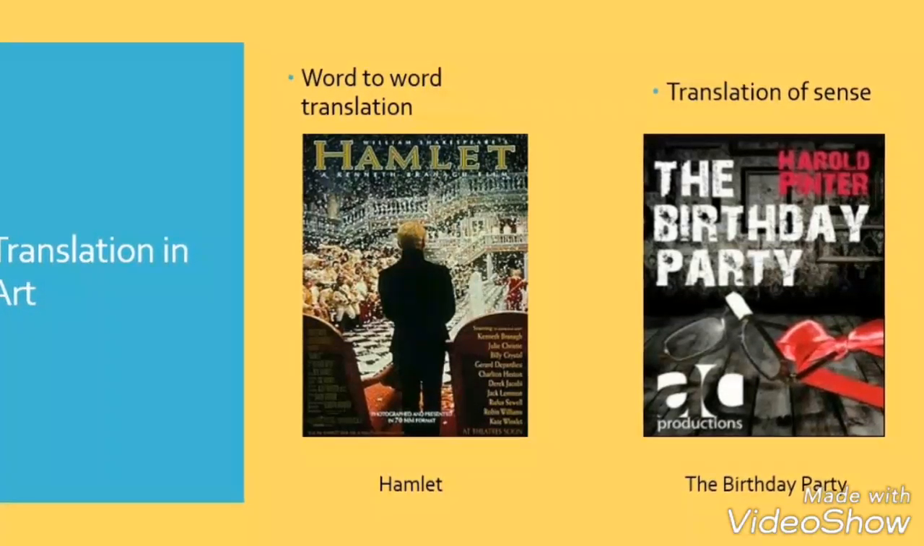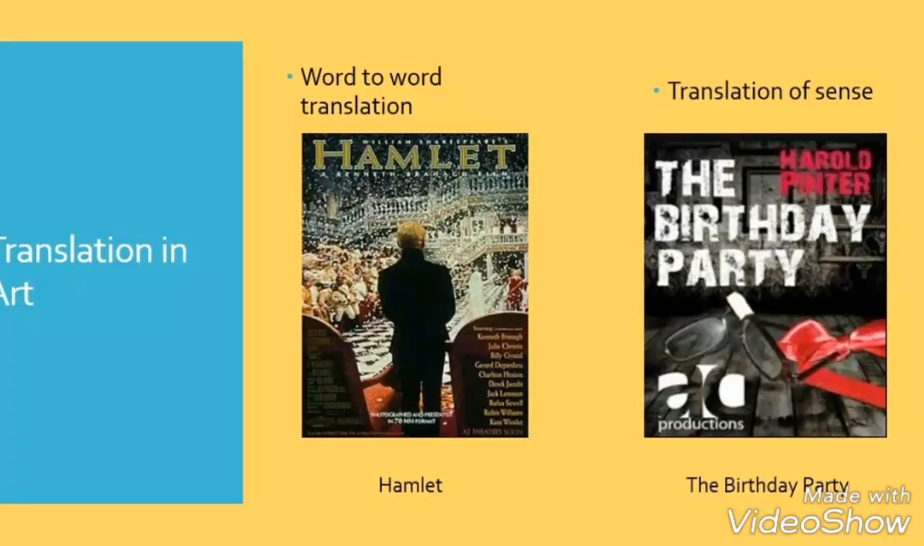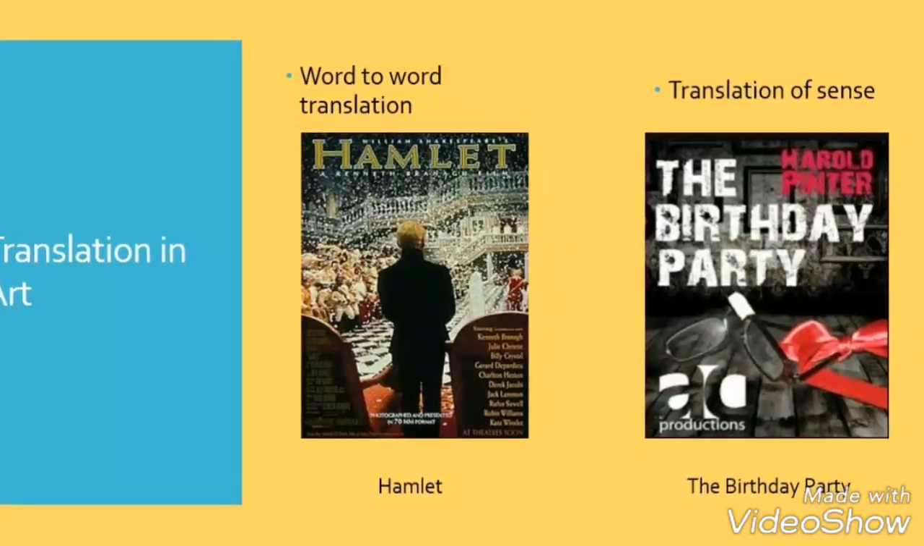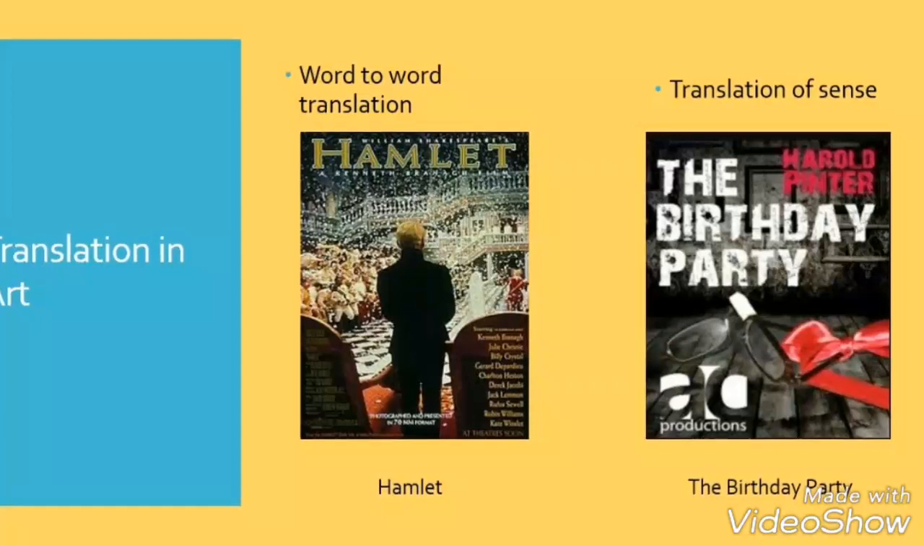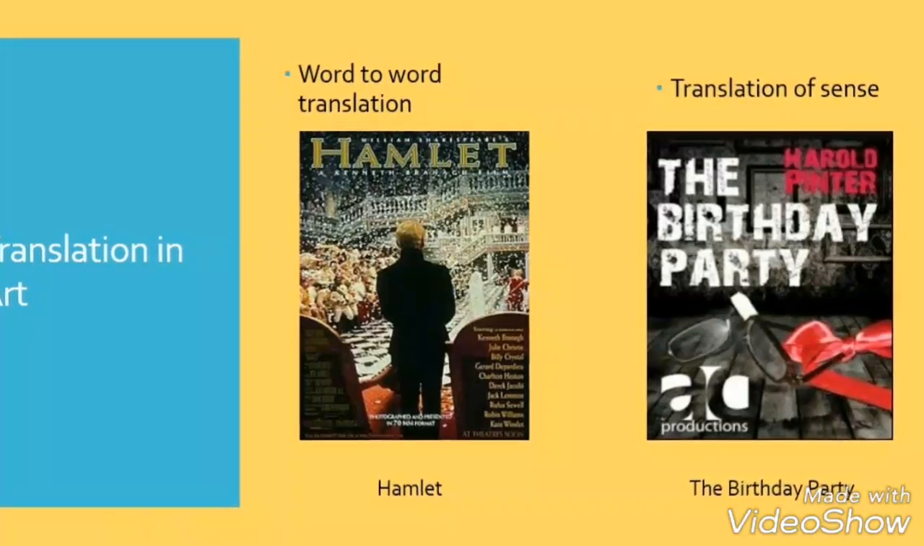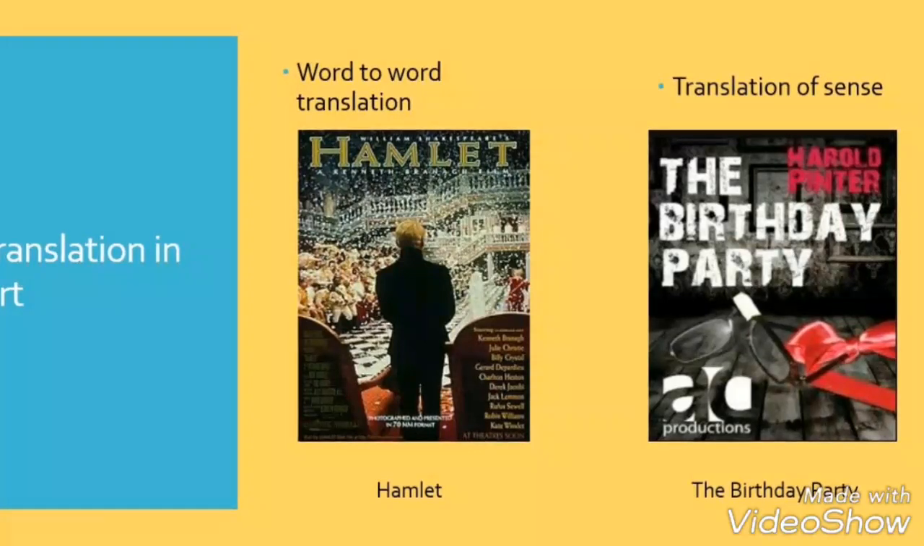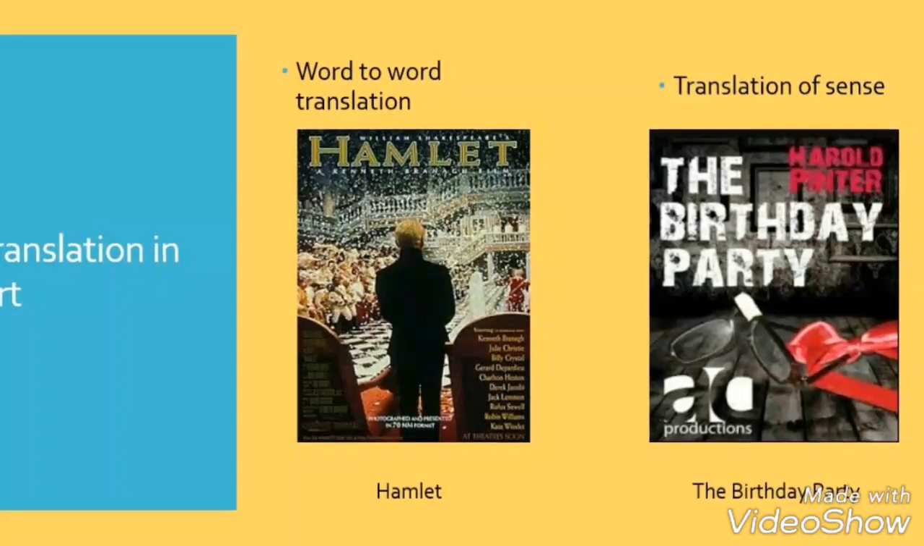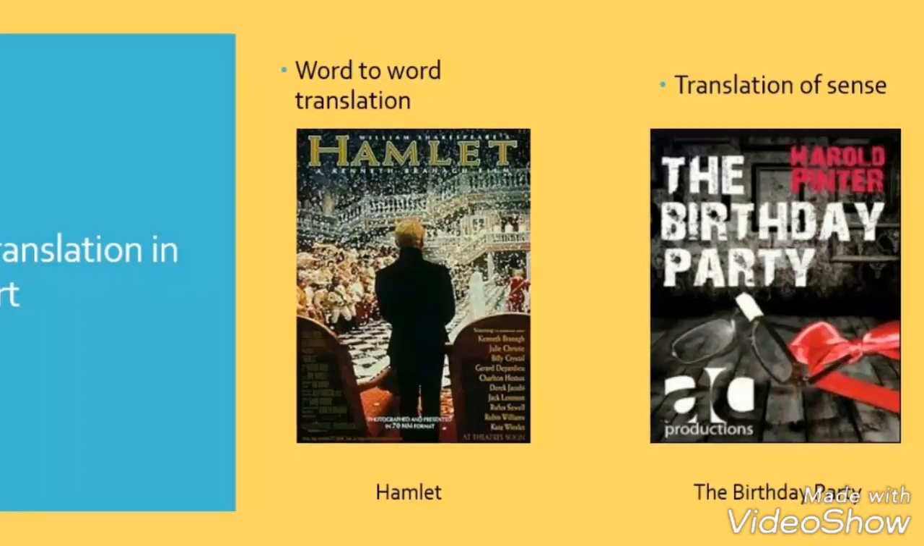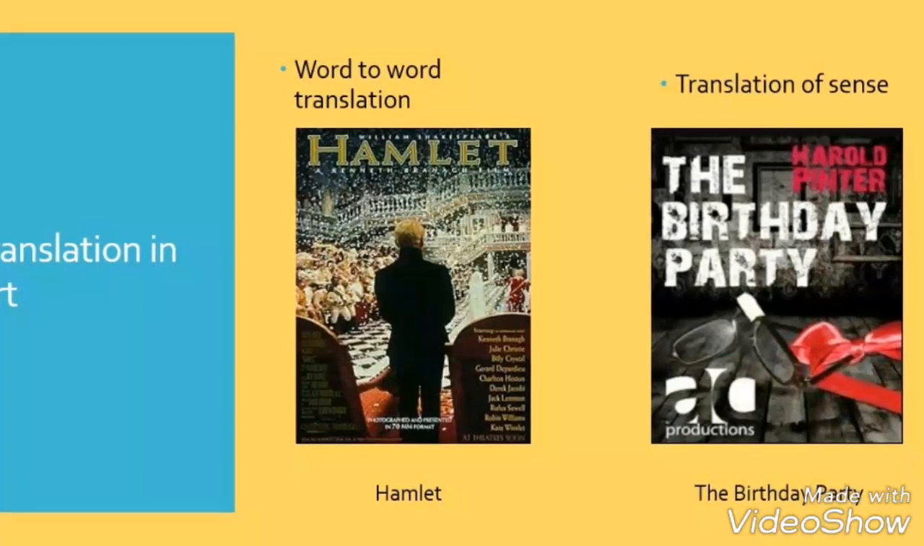And we have seen Birthday Party recently also, where we learned that it is a translation of sense. The Pinteresque pause and the comedy of menace, all these things are translated. Though some of the scenes are changed, the sense of the play is in the movie.